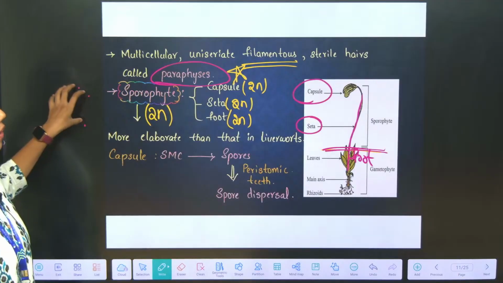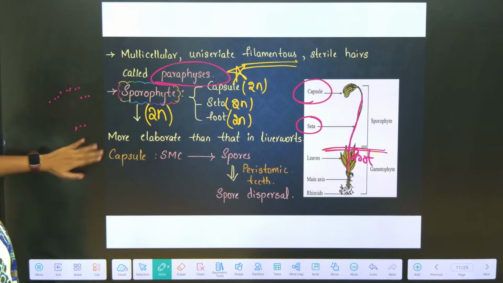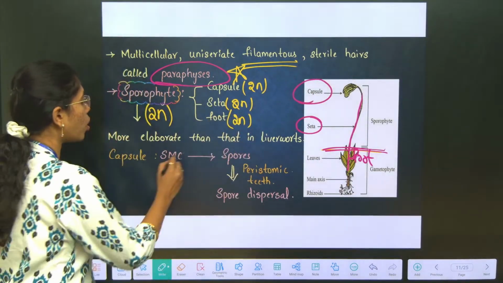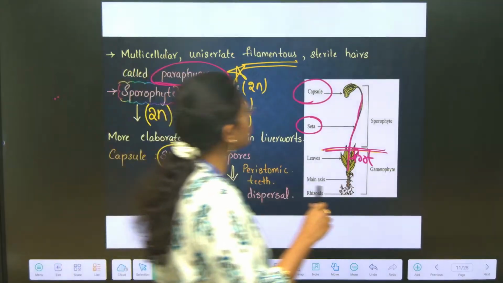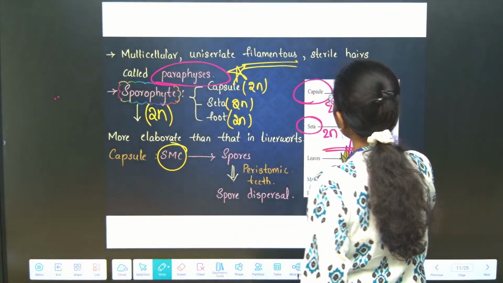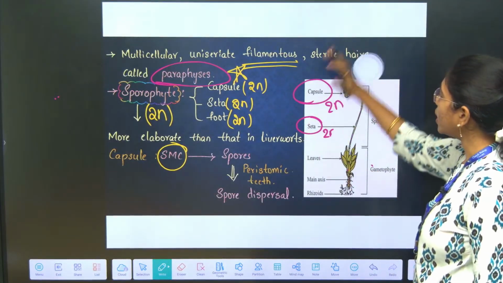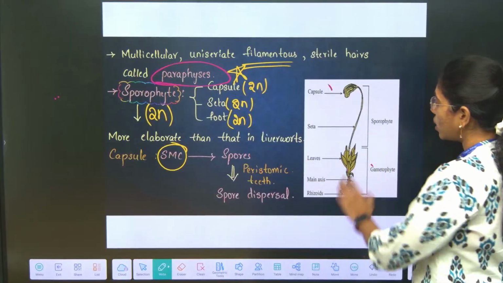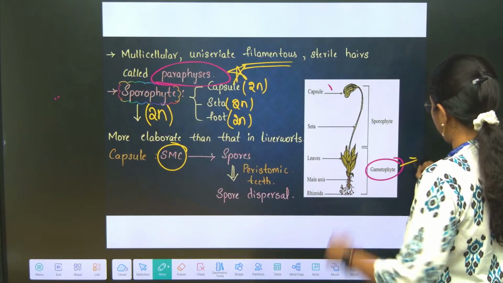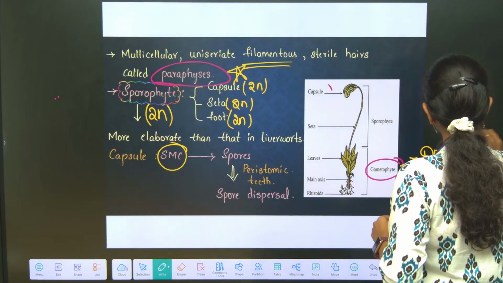This sporophytic structure is more elaborate than what you see in the liverworts. Capsule at the tip. Capsule has what? Spore mother cells. Of course, all the sporophytic structures are diploid. Here you have to remember the ploidy. We know that in bryophytes the gametophytic plant body is dominant.